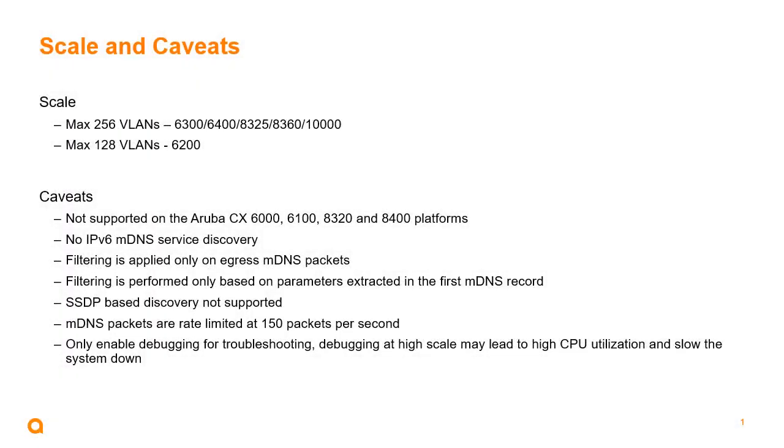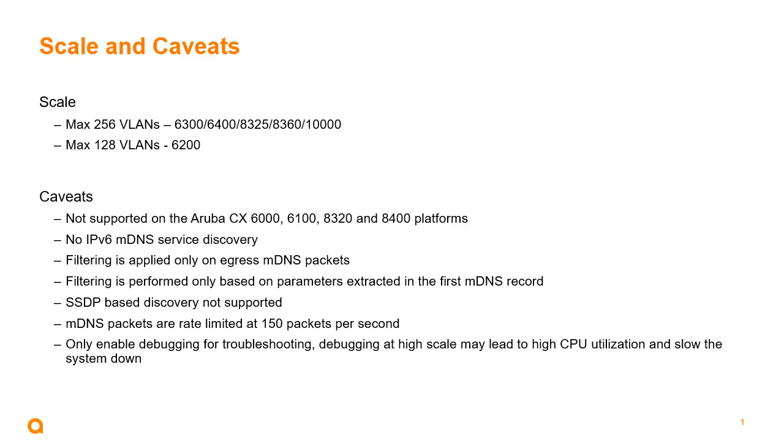So for scale, there's a max of 256 configurable mDNS VLANs on the 6300, 6400, 8325, 8360, and 10000 switch platforms. It's 128 VLANs on the 6200 switch platform. Some caveats: it's not supported on the 6000, 6100, 8320, and 8400 platforms currently. There's no IPv6 mDNS service discovery. Filtering is applied only on the egress mDNS packets, and filtering is performed only based on any of the parameters extracted in the first DNS record.